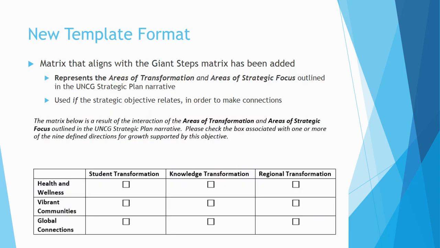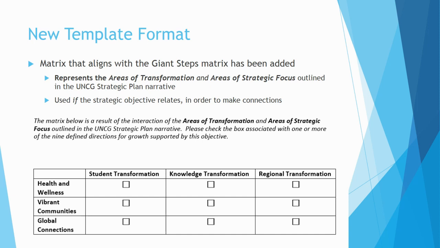Here is a picture of the matrix that we've added to each objective in your academic assessment report. Hopefully, this matrix looks familiar to you, as it is the one that the Chancellor's Office developed to illustrate the intersections of the areas of transformation, which are student, knowledge, and regional transformation seen across the top of the matrix, and the areas of strategic focus, which are health and wellness, vibrant communities, and global connections along the left side.